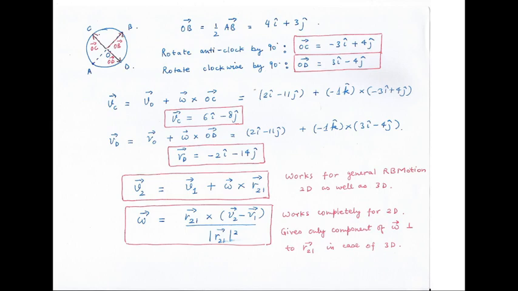So the first equation works always, but the second equation is generated from the first equation under the assumption that omega is perpendicular to R21. And if omega is perpendicular to R21, then omega, R21 and V21, which is just V2 minus V1, are all mutually perpendicular. And so the second equation only works under the assumption that omega is perpendicular to R21, or it only works for planar rotation, only works for two-dimensional motion, you can call it. Right?